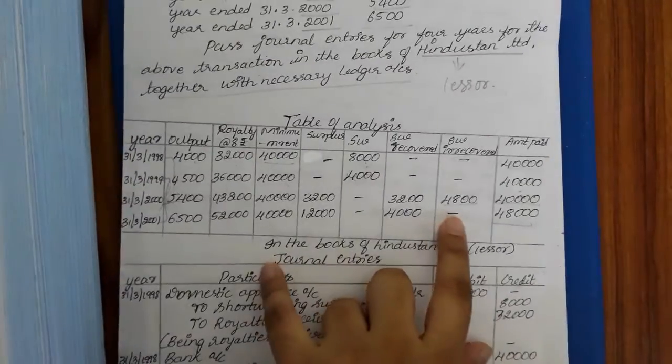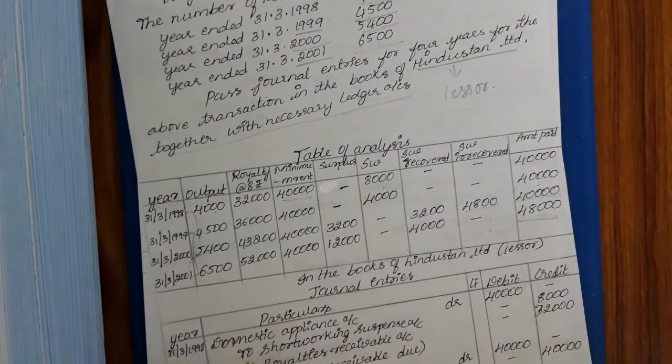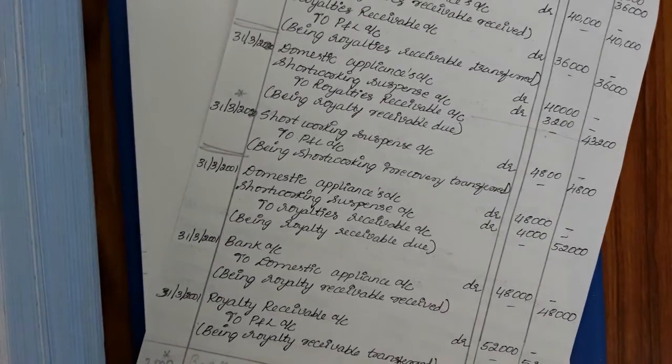That is irrecoverability of royalty short workings by the lessee. So no entry, no fourth entry. Understood with the journal entries? Now we'll be passing on to the ledger accounts.